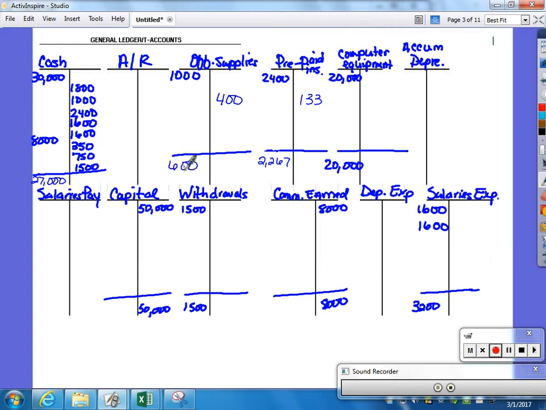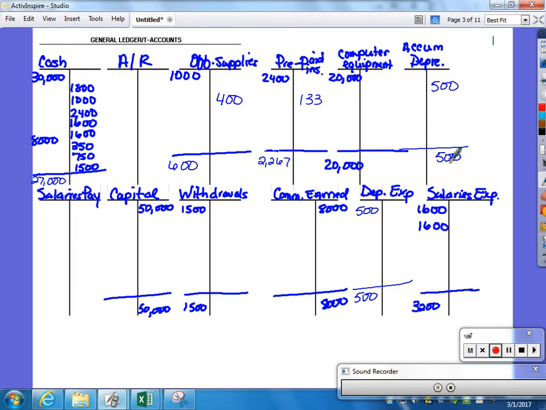Office supplies decreases by 400, which means the new balance is what? 600. Depreciation expense increases by 500, which means its new balance is 500 on the debit side. And accumulated depreciation increases on the credit side by 500, which means its balance is 500 on the credit side.